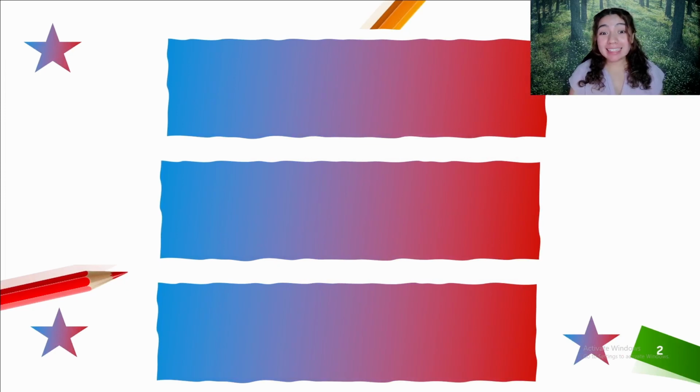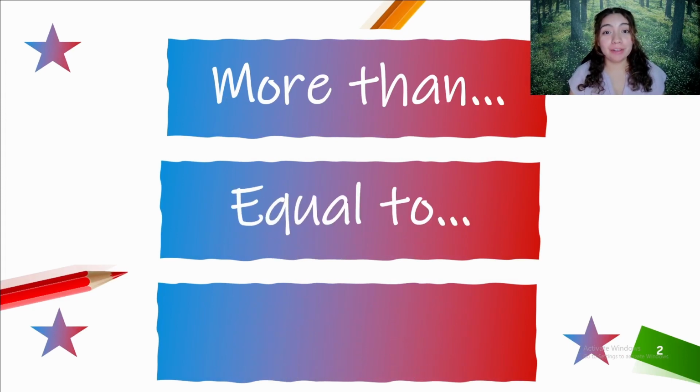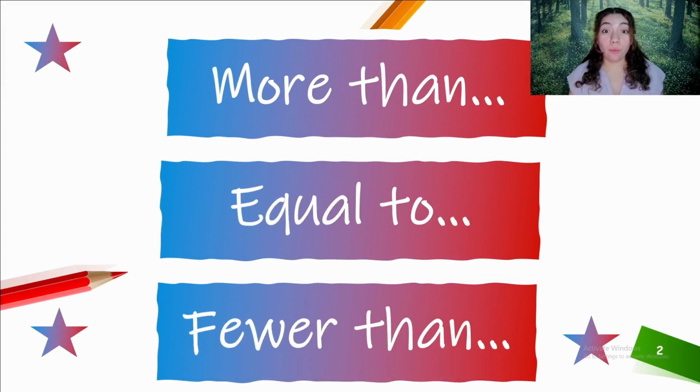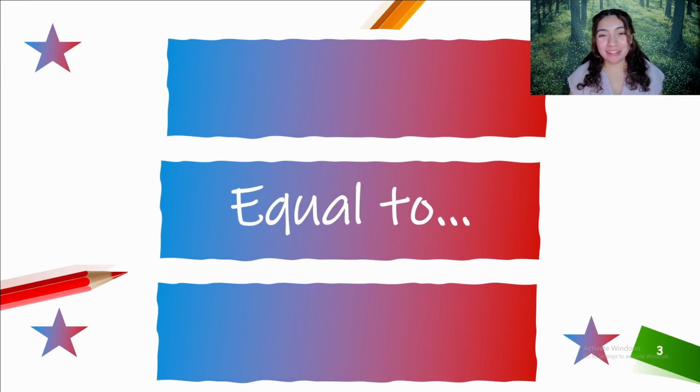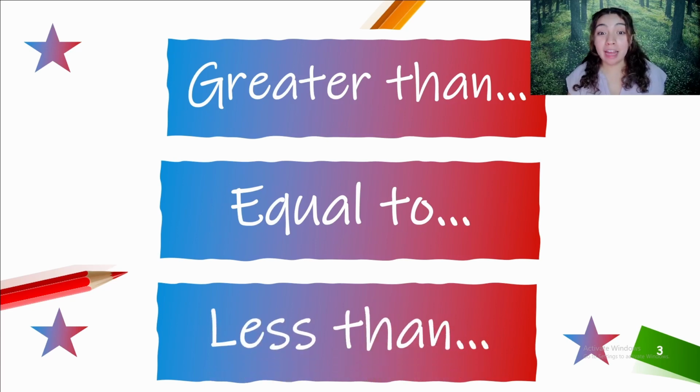In our last lesson, we compared numbers between 1 and 5 using the words more than, equal to, and fewer than. Well, in today's lesson, we're still going to use the word equal to, but instead of using more than, we're going to use greater than, and instead of using fewer than, we're going to use less than. Now, greater than means the same thing as more than, and less than means the same thing as fewer than.